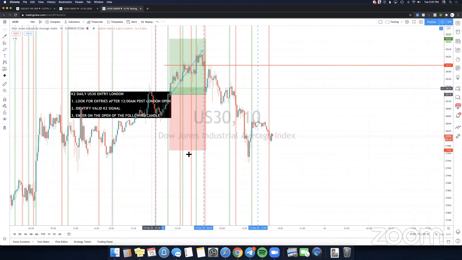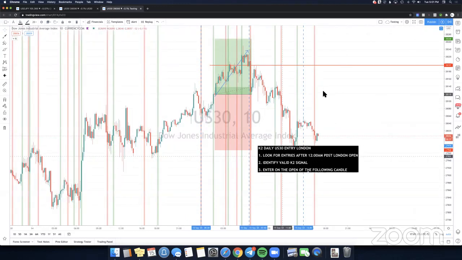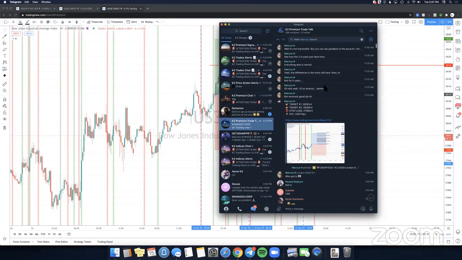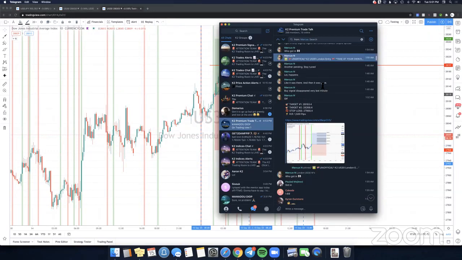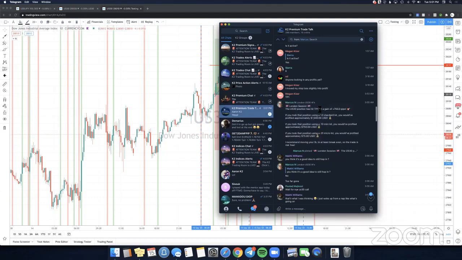So yeah, if you took this trade right here, I know Marcus called it right here, and it looks like it hit TP1 at 3:55. So right here, he said US 30 hit TP1 for 750 pips, and he recommends moving your stop loss to break even, so that it could be risk free.